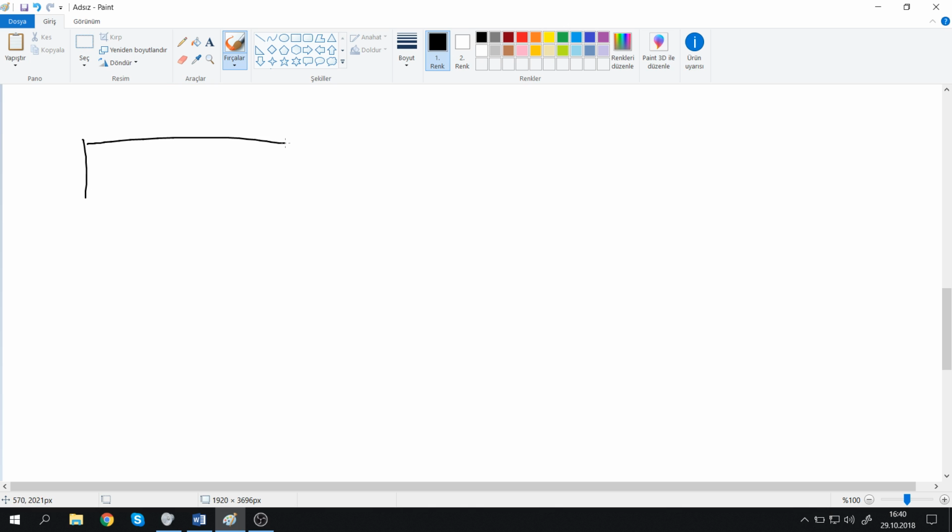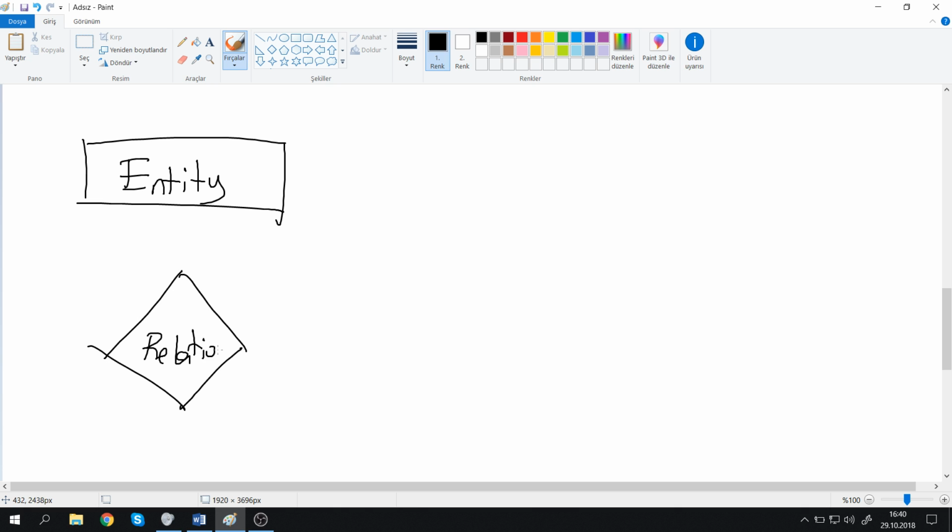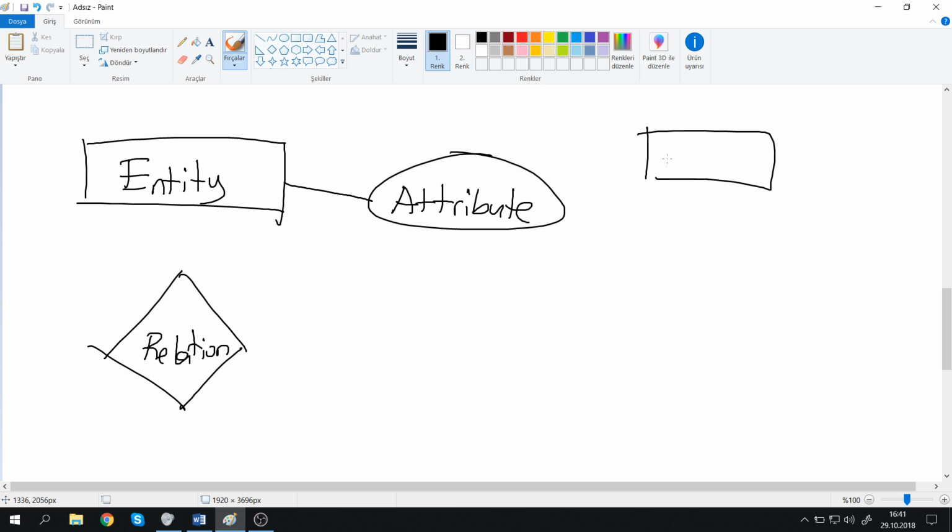That notation uses rectangular shapes for entities, diamond shapes for relations, and ellipses for attributes. We connect attributes to entities with simple plain lines, no arrows there. Some people were trying to draw arrows when connecting attributes to entities, but there are no arrows. Each attribute is connected to just one entity. Some people also mistakenly connected the same attribute to two different entities. That is also not possible in this notation.